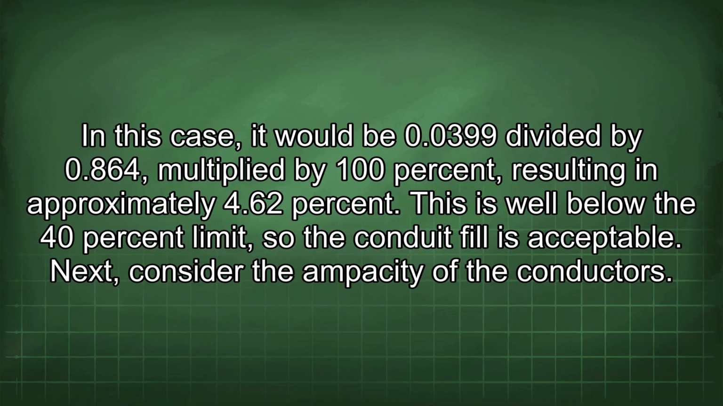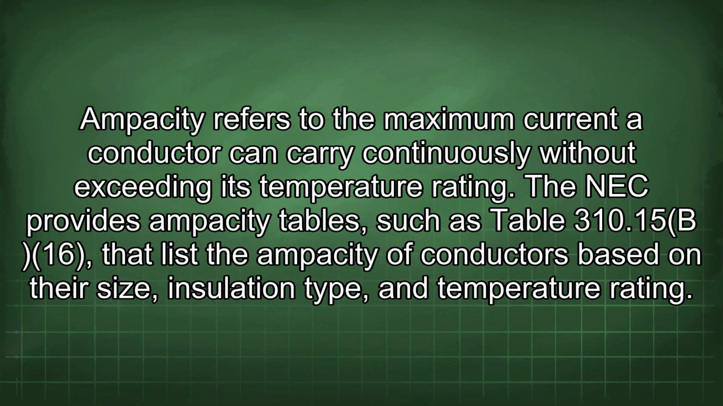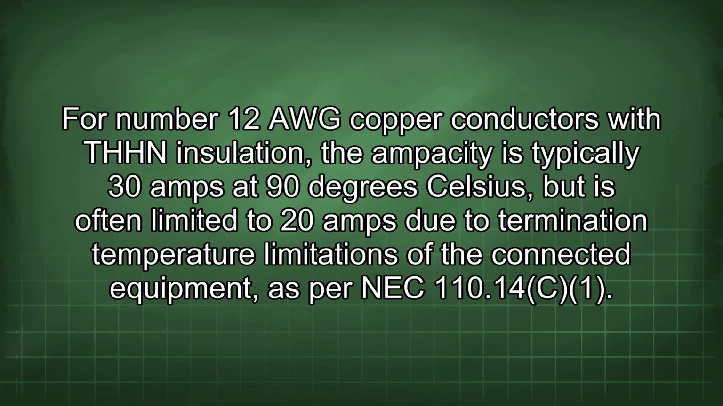Next, consider the ampacity of the conductors. Ampacity refers to the maximum current a conductor can carry continuously without exceeding its temperature rating. The NEC provides ampacity tables such as Table 310.15(B)(16) that lists the ampacity of conductors based on their size, insulation type, and temperature rating. For number 12 AWG copper conductors with THHN insulation, the ampacity is typically 30 amps at 90 degrees Celsius, but is often limited to 20 amps due to termination temperature limitations of the connected equipment, as per NEC 110.14(C).